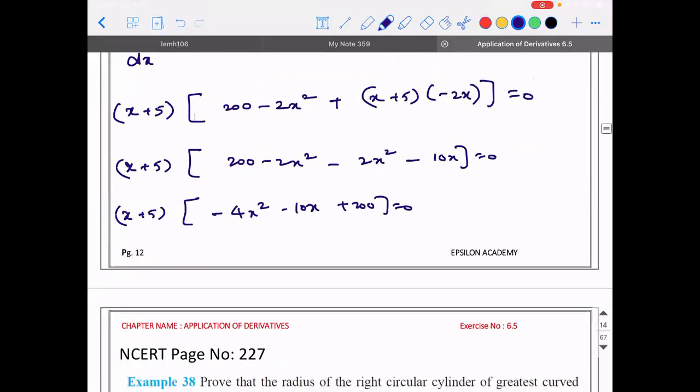Now will it work? Can you guys check? So (x plus 5) into plus and minus. So you will have 2x square plus 5x minus 100 equal to 0. Again, I'm getting the same thing.